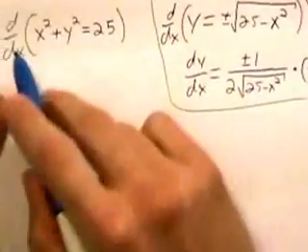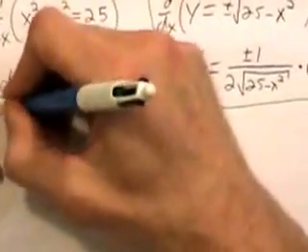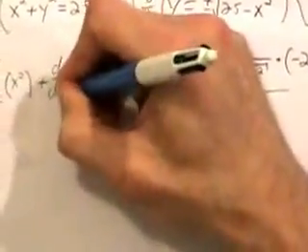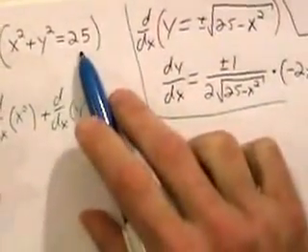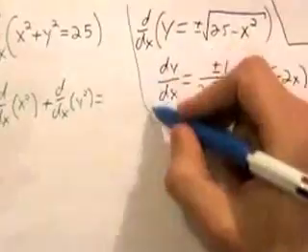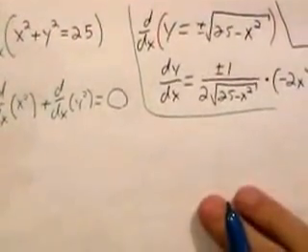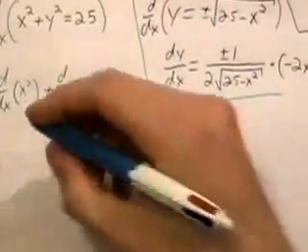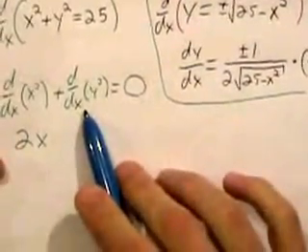The derivative with respect to x of this side is the derivative of both individual pieces. So this equals d dx of x squared plus d dx of y squared equals, the derivative with respect to x of 25 is just 0. I don't have the room here, so I'm just going to write 0. Alright, 25 is just a constant. Now, this d dx of x squared, we know what that is. That's just 2x. Question is, what do we do with this?